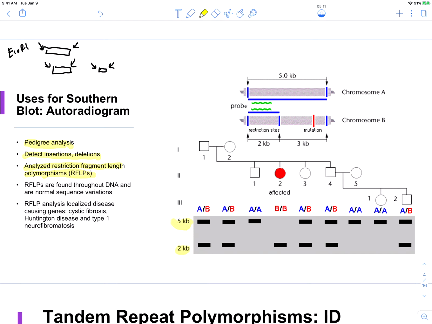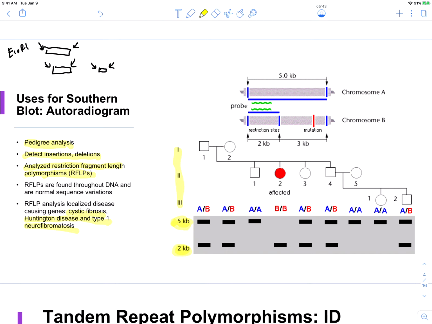RFLPs are used to identify cystic fibrosis, Huntington's disease, and type 1 neurofibromatosis, for example. This is just an example of a pedigree. We have 3 generations of our pedigree shown here. This is showing restriction enzymes that make 2 sizes of DNA. We have a 5 kilobase band of DNA, and then we have a 2 kilobase band of DNA.